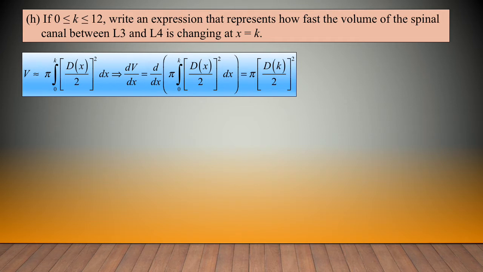And now, since we would like to find out how fast that is changing, we look at dV dx, which is the derivative of pi integral from 0 to k of d of x over 2 quantity squared dx. And by the second fundamental theorem of calculus, we get pi times d of k over 2 quantity squared. Just 1 point is given, and that is getting the correct answer to this problem.